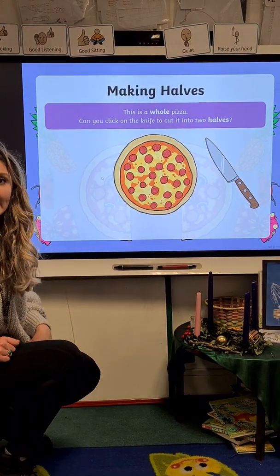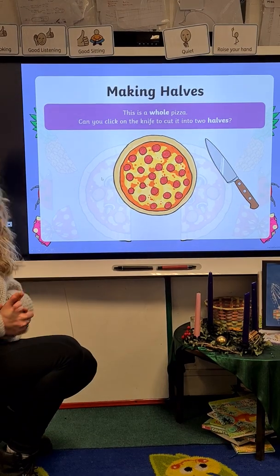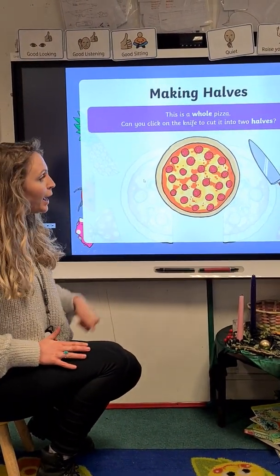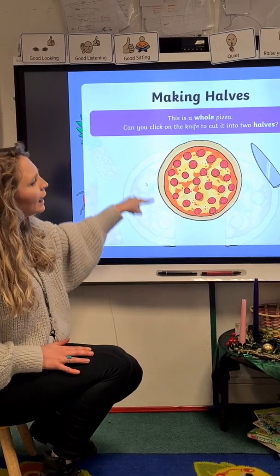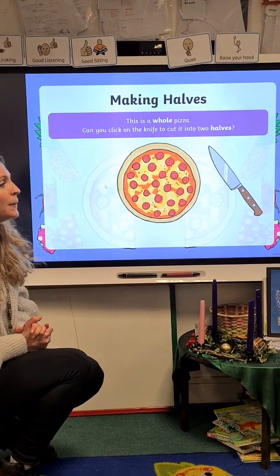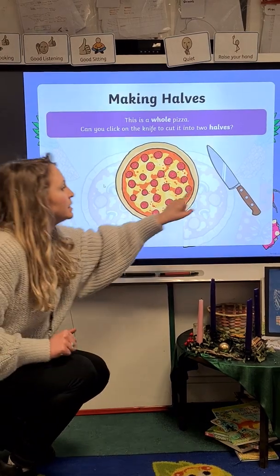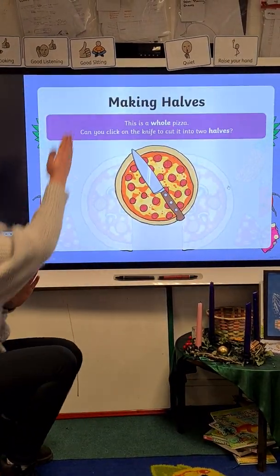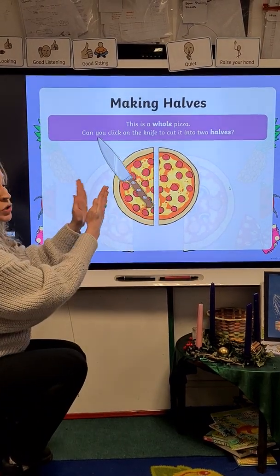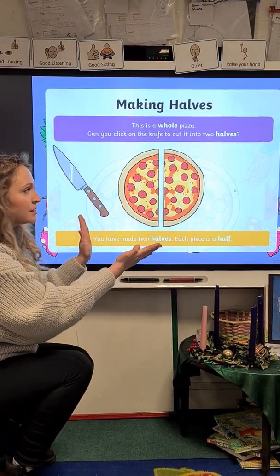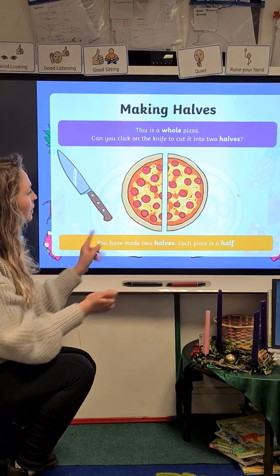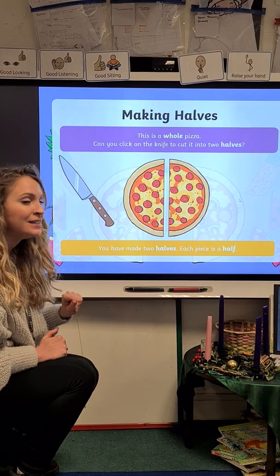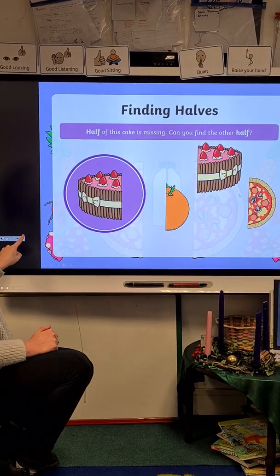It says this is a whole pizza. Can you click on the knife to cut it into two halves? Shall we see what happens? Because it's whole at the moment and we want to halve the pizza. Let's see if we get it right. I'm going to click on the knife. Oh, there we go. And it's going to cut it right down the middle into two equal parts. We have halved the pizza. One half of the pizza and another half of the pizza.